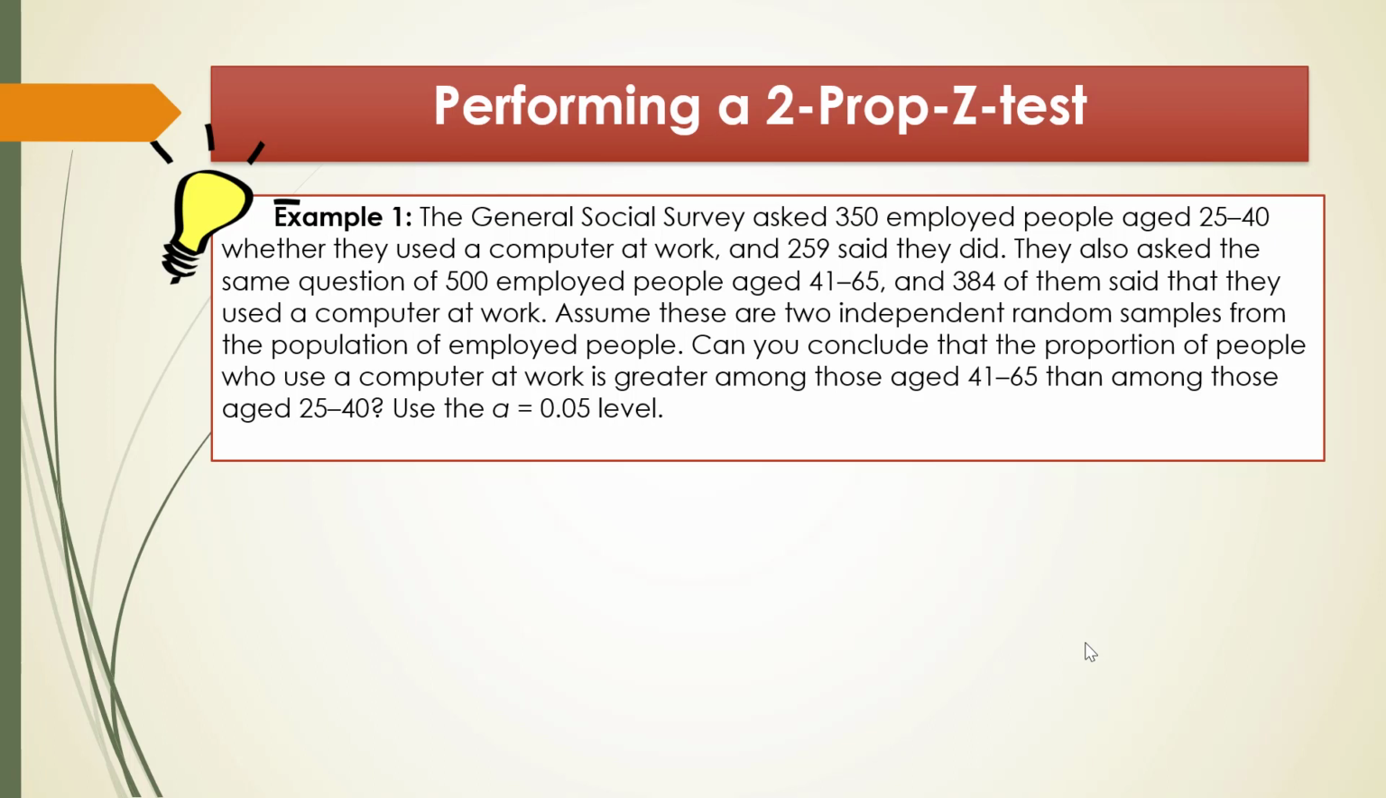Example 1. The General Social Survey asked 350 employed people aged 25 to 40 whether they used a computer at work, and 259 said they did. They also asked the same question of 500 employed people aged 41 to 65, and 384 of them said that they used a computer at work. Assume there are two independent random samples from the population of employed people. Can we conclude that the proportion of people who use a computer at work is greater among those aged 41 to 65 than among those aged 25 to 40? Use alpha level 0.05.